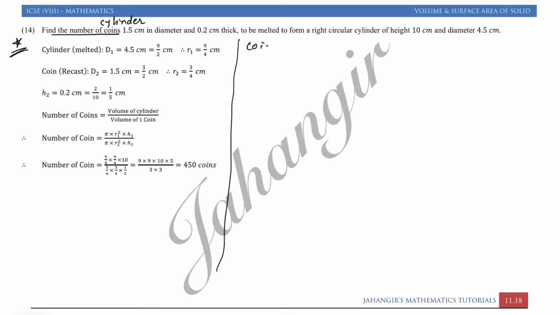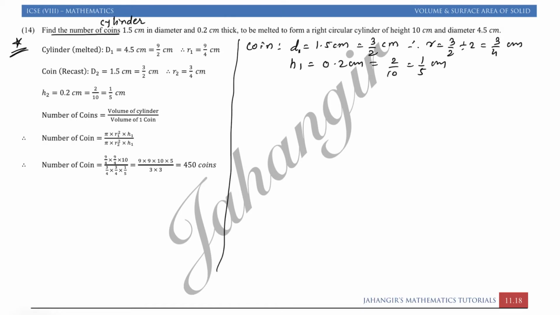Coin whose diameter is, let's say, d1, diameter is 1.5 centimeter, so that can be written as fraction 3/2 centimeter. So radius will become 3/2 divided by 2, that is 3/4 centimeter. Divide, if you take reciprocal it will become 1/4. And its height h1, its thickness is 0.2 centimeter of the coin, so I can take 0.2 centimeter as 2/10 which is 1/5 centimeter. Everything can be written in the form of fraction.